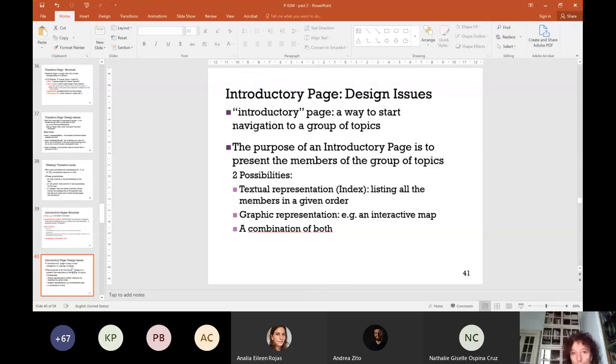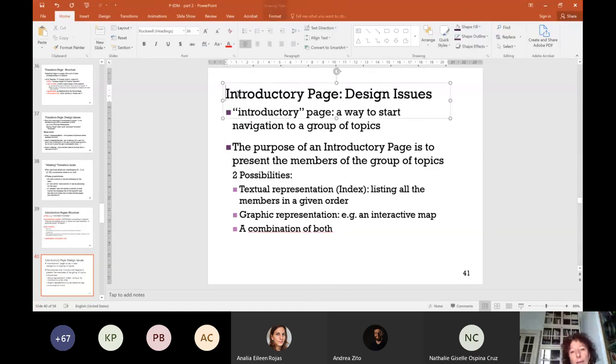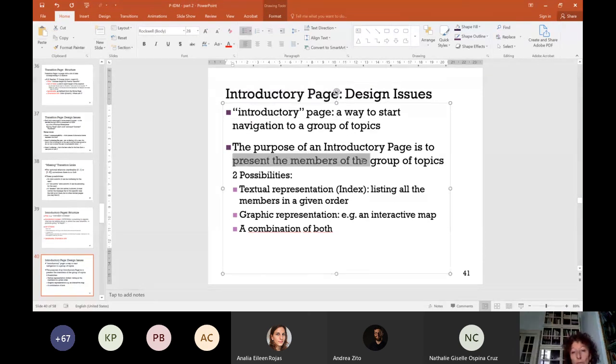Okay, in an introductory page, remember that you want to introduce the group, so you want to present the members of the group. You can have content of different kinds. You can have a textual representation. You can also have a graphic representation that tells you the items. It's about designing good introductory pages.